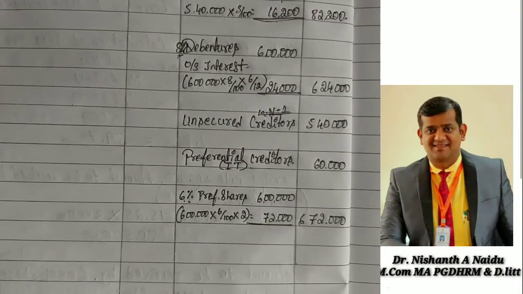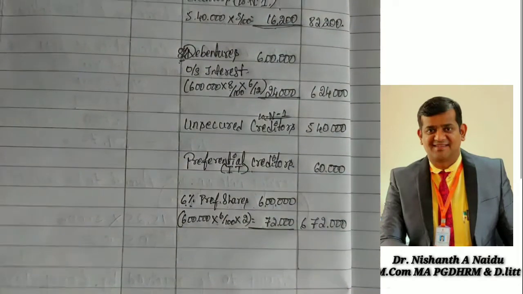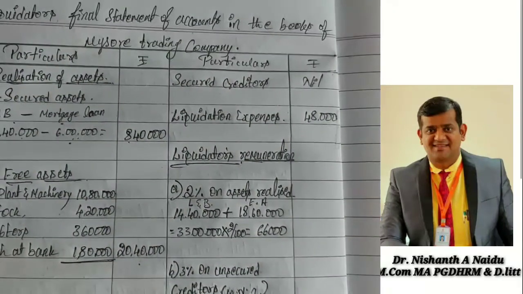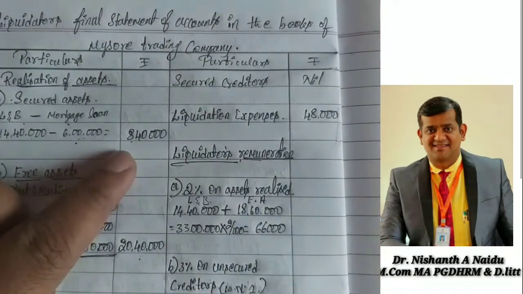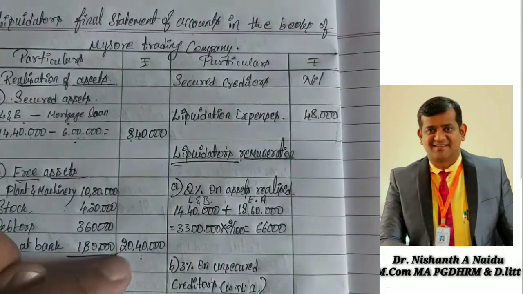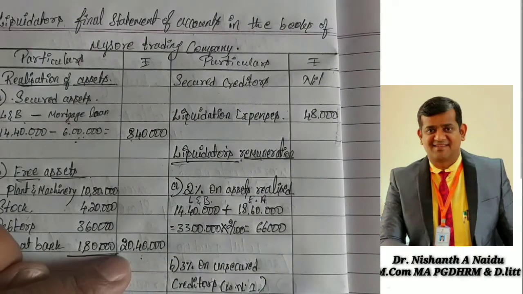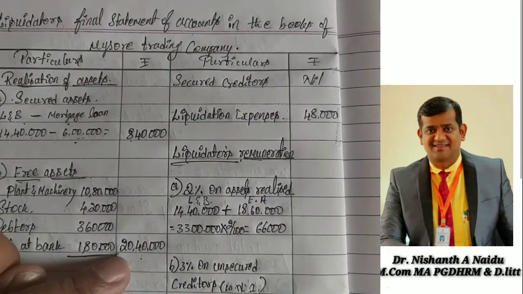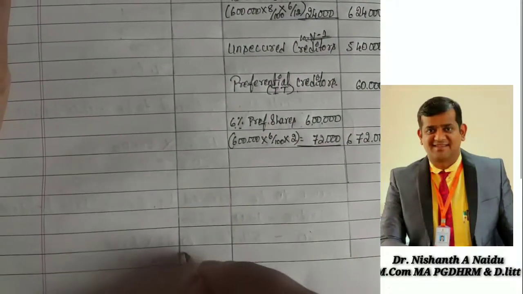So 6,72,000. Now it is time to check whether we have surplus cash or deficit cash. Let us check the debit side. How much cash do we have? 8,40,000 plus 20,40,000. So how much do we have? 28,80,000, correct. Simply I am writing in pencil.